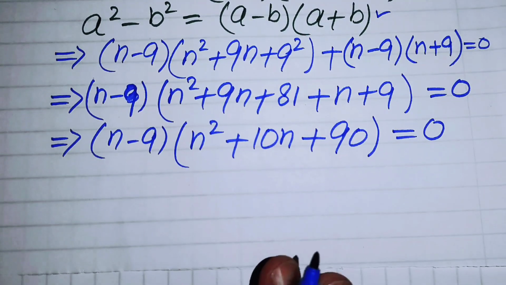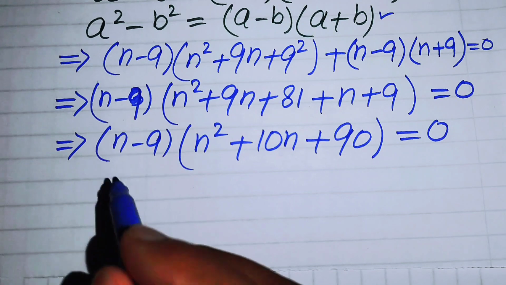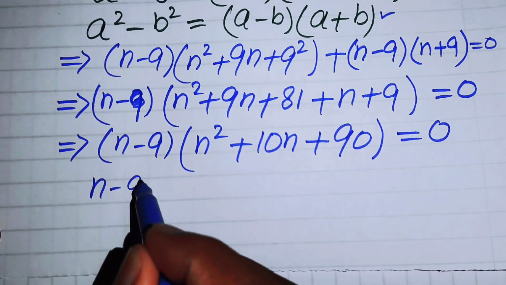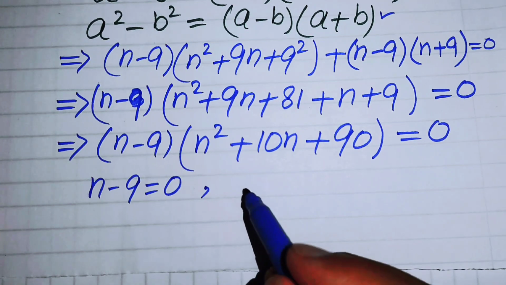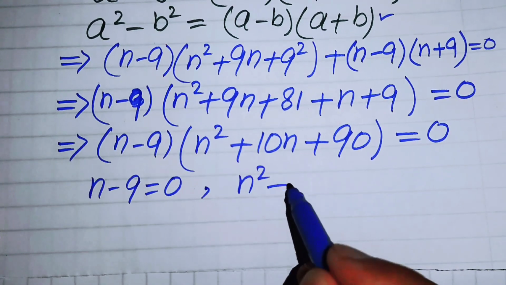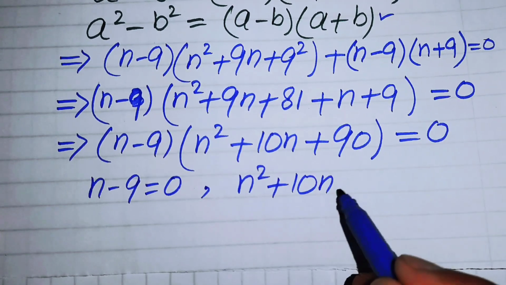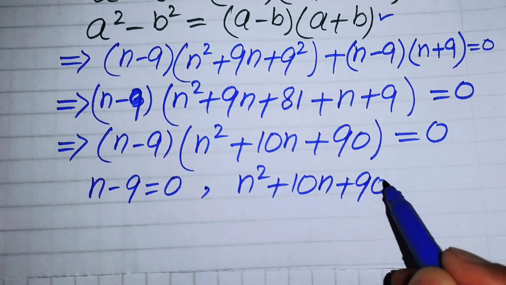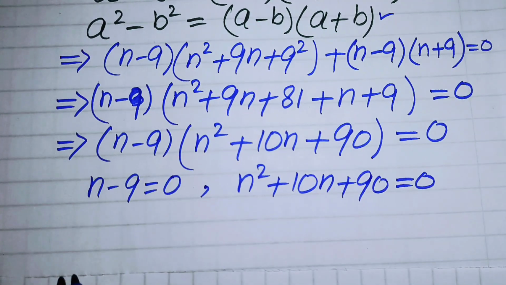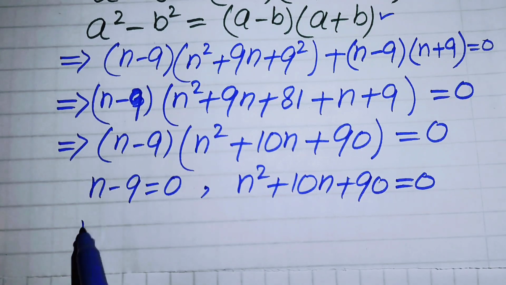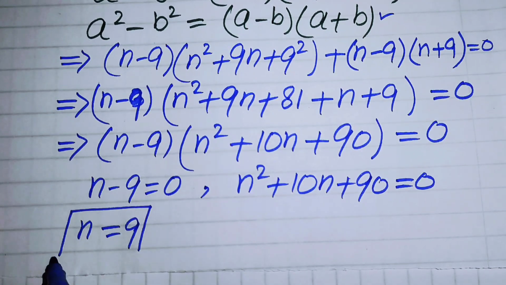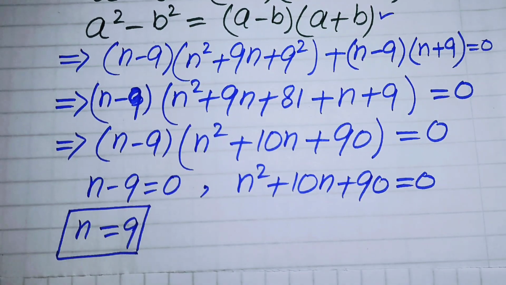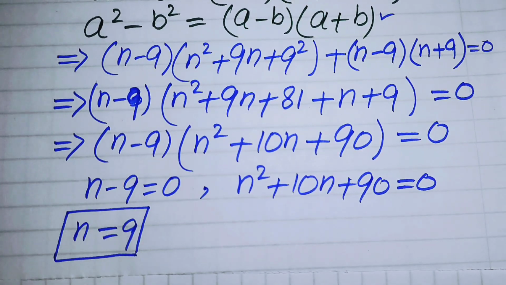And here we have two cases. The first case is we take n minus 9 is equal to 0, and the other case is we take n squared plus 10n plus 90 is equal to 0. And in the first case you get the value of n is equal to 9. So this is the first real root of the given equation.